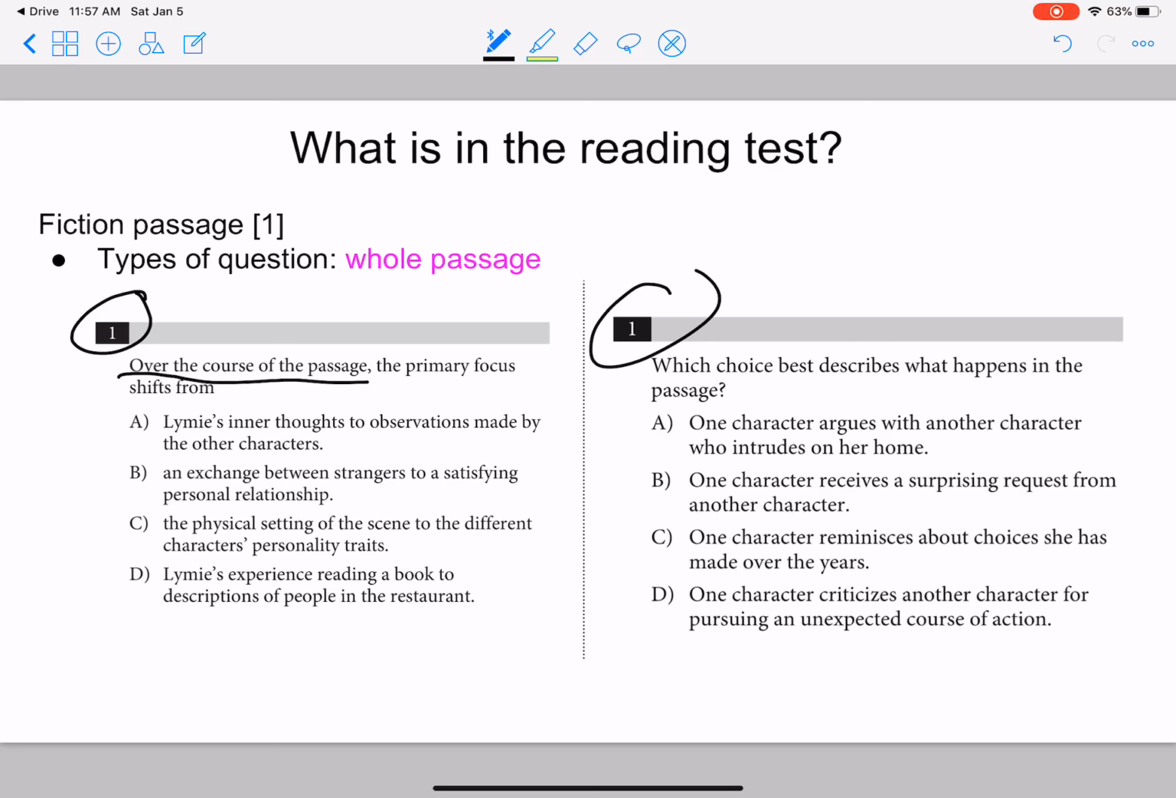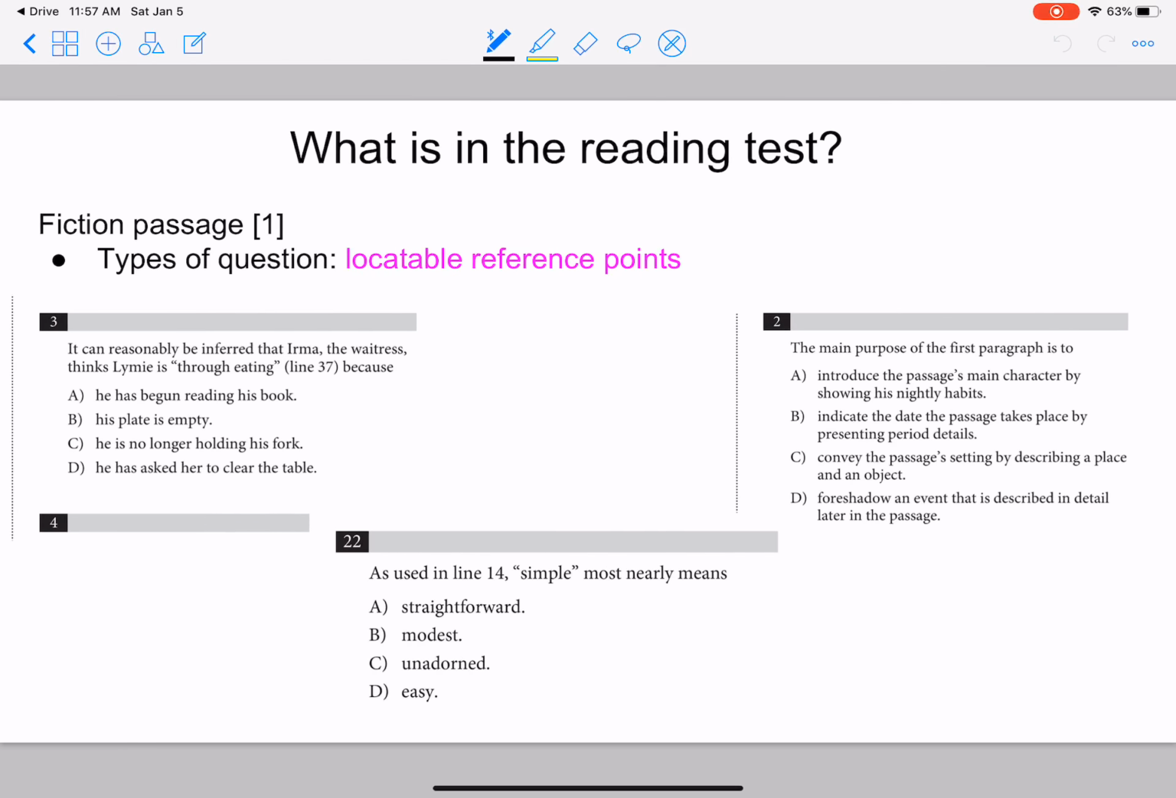Same with this one. Which choice best describes what happens in the passage? What happens in the passage? You need to read the whole passage to answer this question. The next type of question is a locatable reference point question. Also shows up in the fiction passage. So a locatable reference point question, I call it this because we get a specific place in the passage where we are going to be able to find the answer to the question.